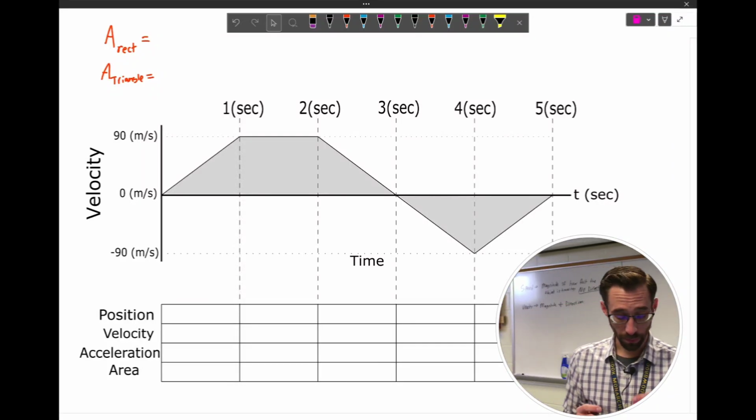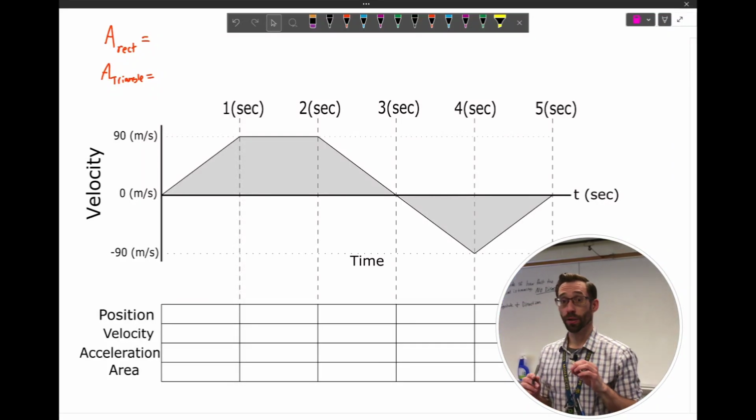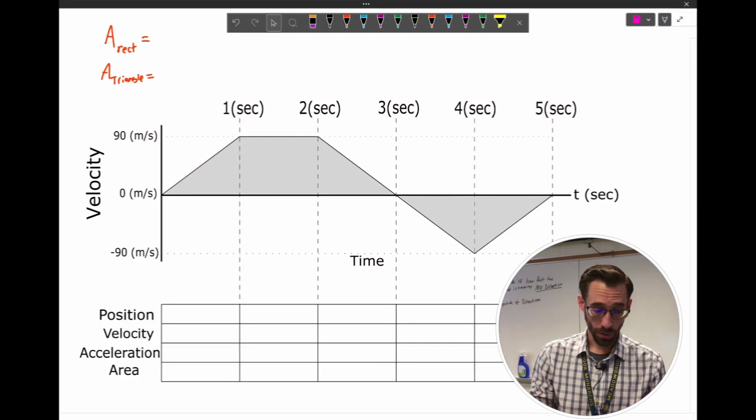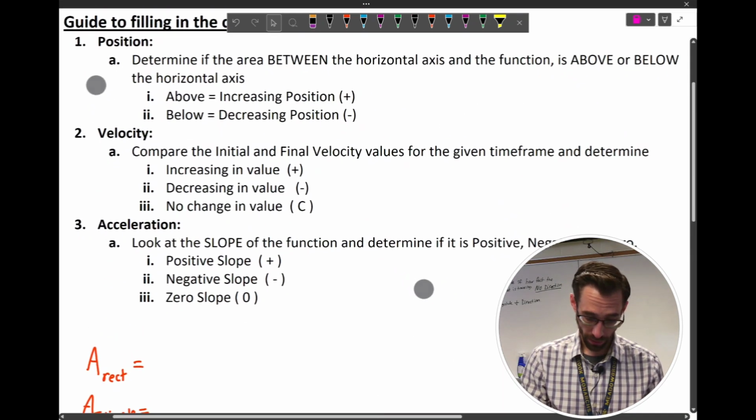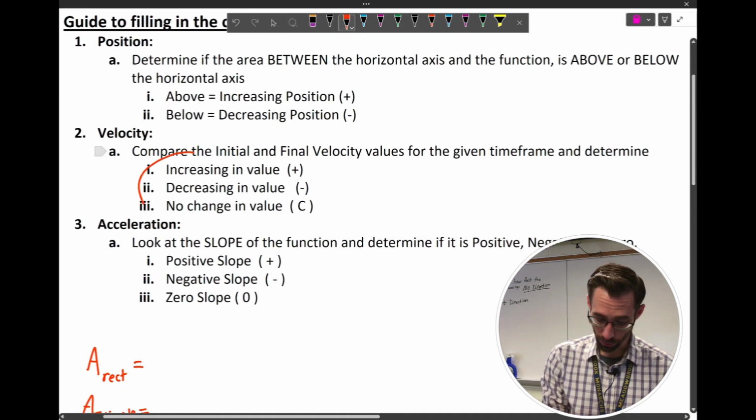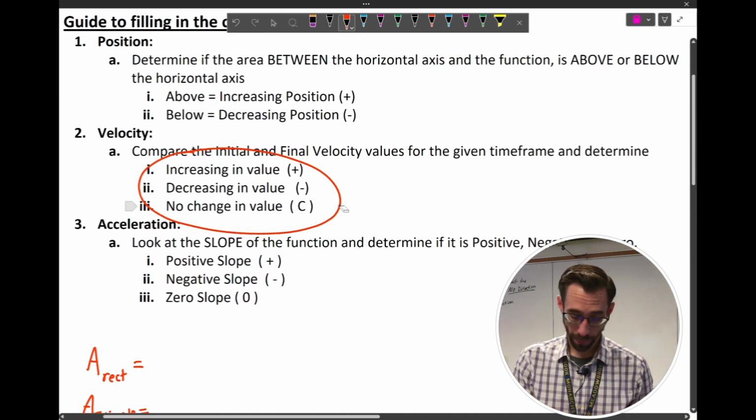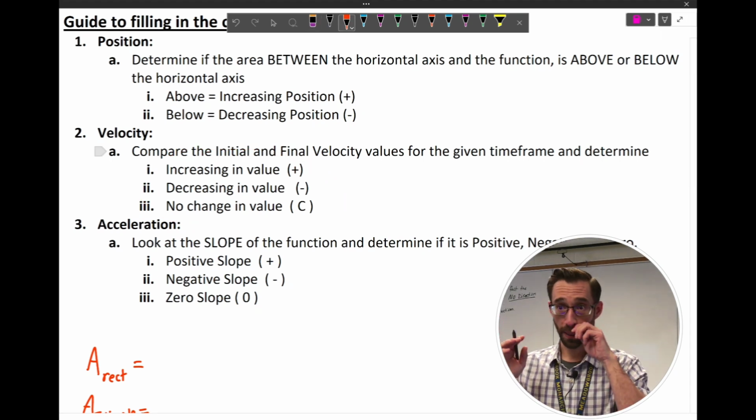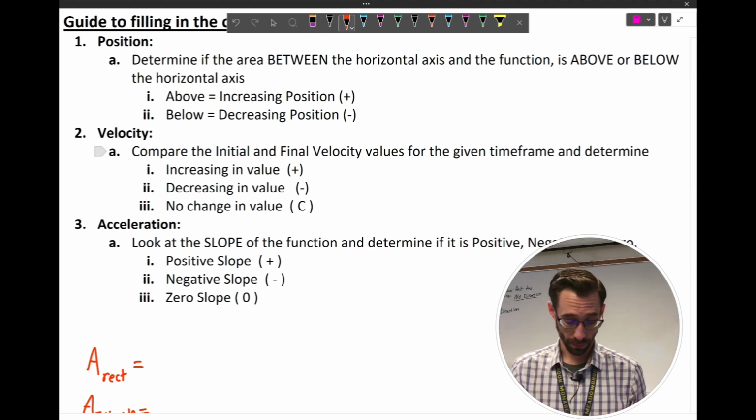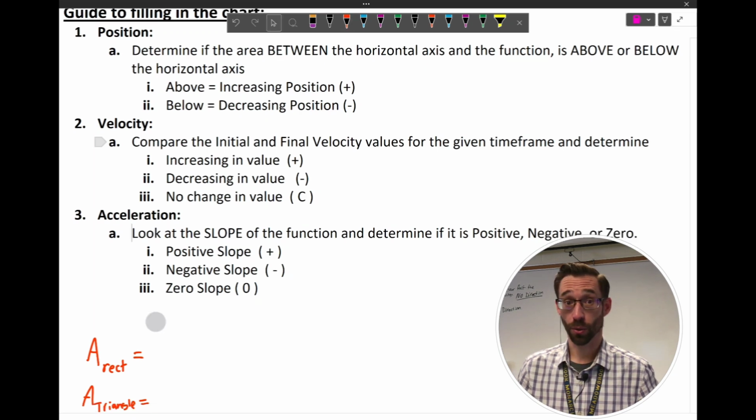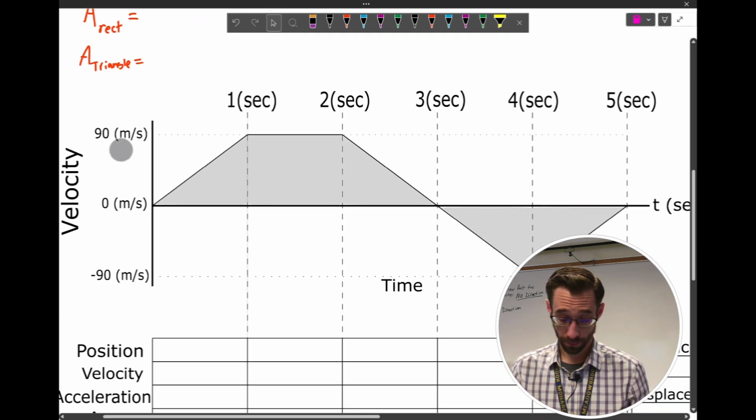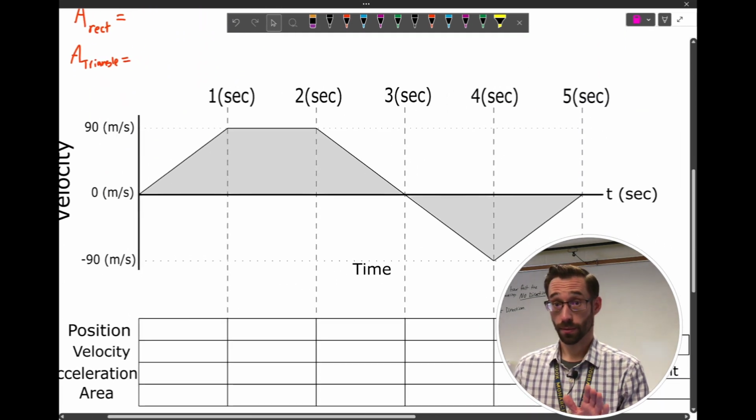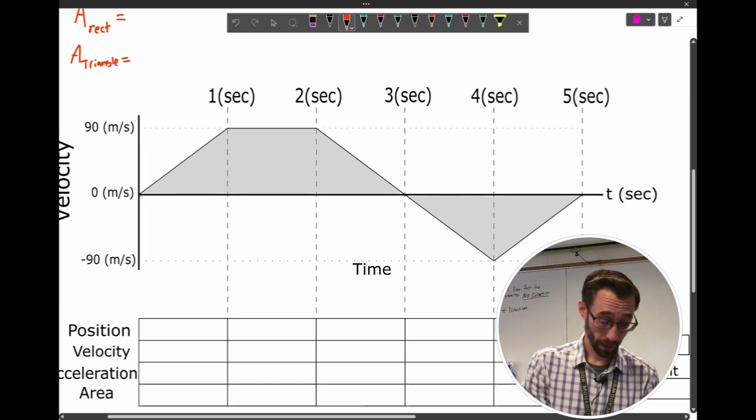So with these problems, I recommend starting with velocity, okay? If I look at how to determine what to put, I just look at the beginning and the ending value in that time period, and I see what happens, okay? Is it increasing, decreasing, or is it constant? All right? Don't think too hard about this. This is supposed to be pretty easy.